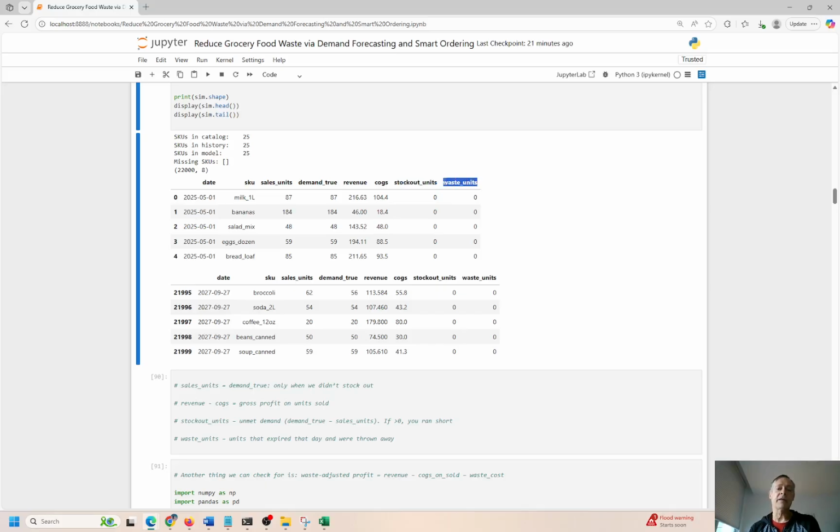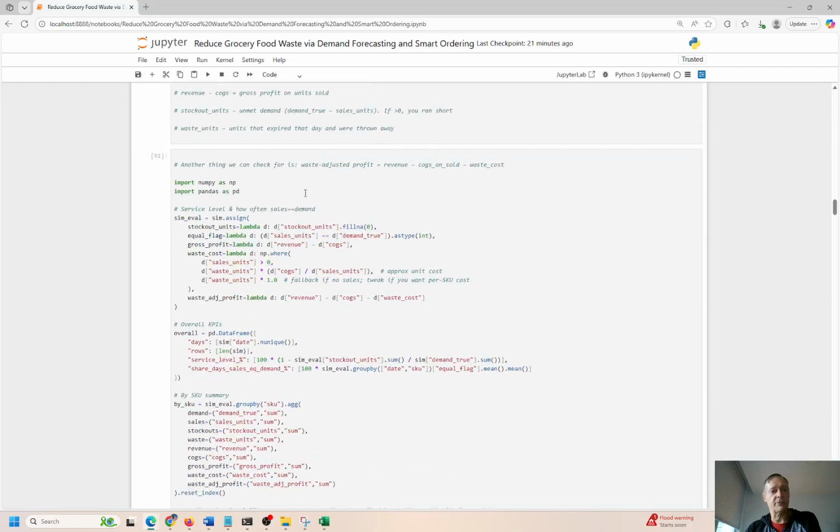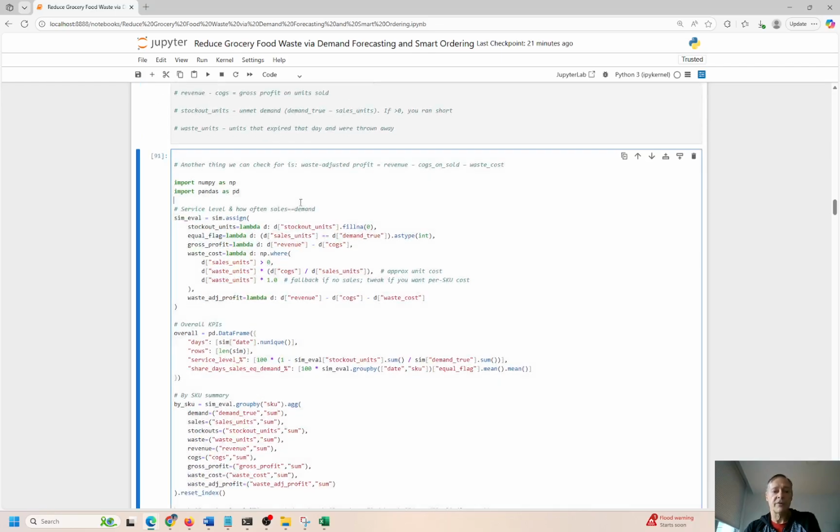So waste is if something that's perishable becomes rotten and we have to throw it out, then it's wasted opportunity for the store. We're losing money, right? So that is the goal here. We're trying to prevent stockouts and trying to prevent waste. So moving on, we can look for waste adjusted profit. This is basically revenues minus COGS sold minus waste cost, right?